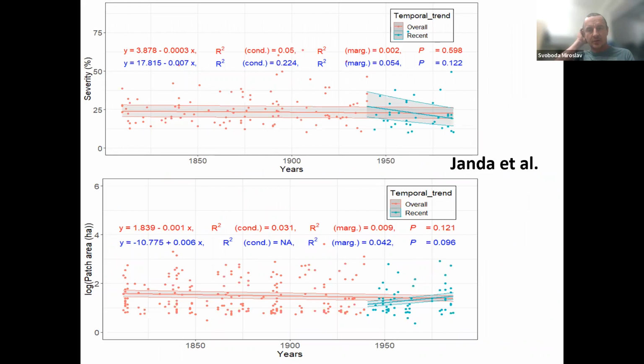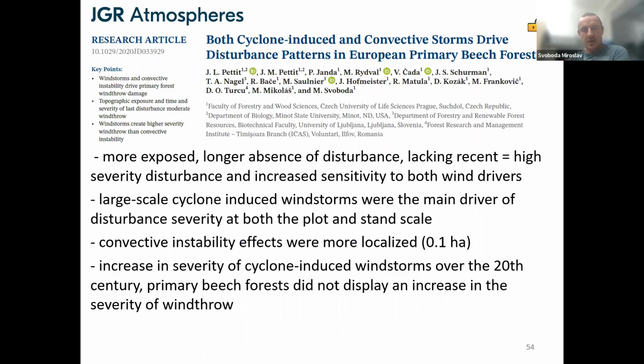What we tried to do for this forest type was to see if we can find some kind of change over time. This is not yet published, and we are discussing whether we could do it this way or another way, trying to see if over time we can see some change in, for example, severity or patch area of the disturbances. This is published, and in this study one of our colleagues tried to see if and how large-scale cyclones induced windstorms or convective instabilities or thunderstorms, how they were affecting the beech forest, and whether the change, especially in the cyclone-induced windstorms over the 20th century, is actually changing the disturbance regime. And in this study, we didn't really find any specific changes.